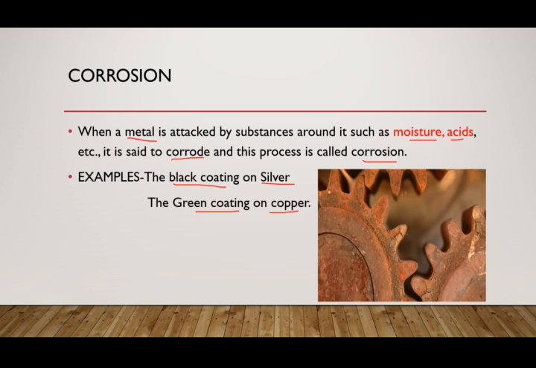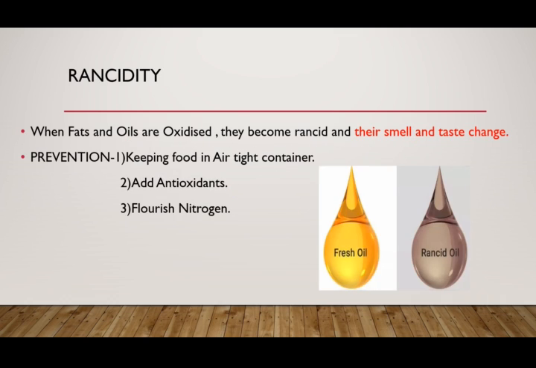However, it also has prevention. If you talk about rusting of iron, it can be prevented by applying paint or oiling it, and galvanization is also a method to prevent corrosion, right? The next and last topic of this chapter is rancidity. Rancidity means what? When fats and oils are oxidized, they become rancid, and as a result their smell and taste change. So it also has prevention, of course.